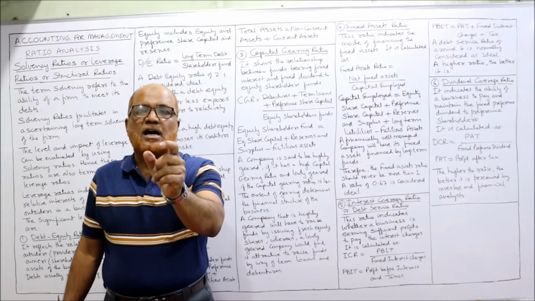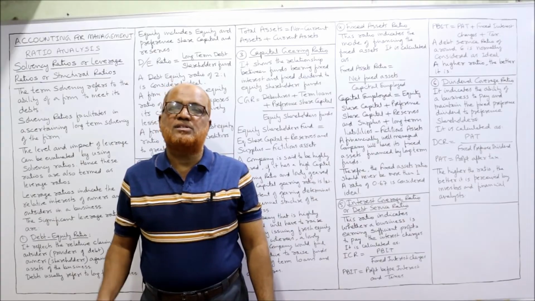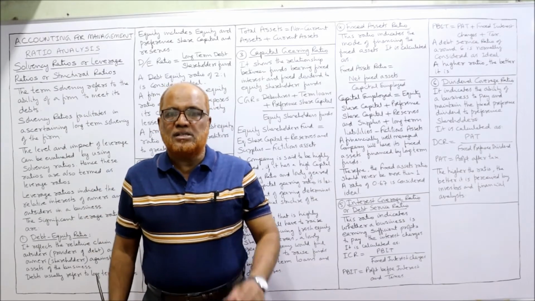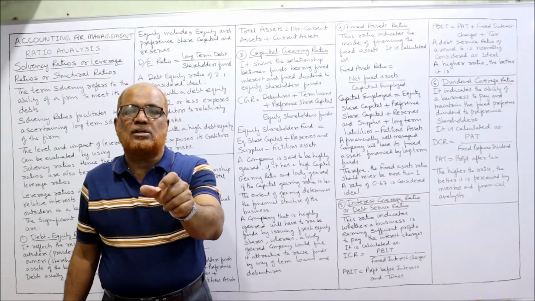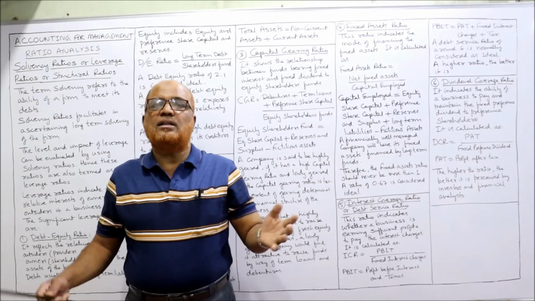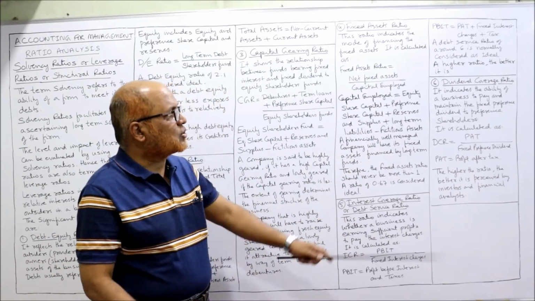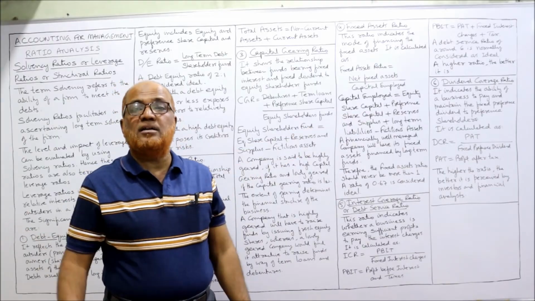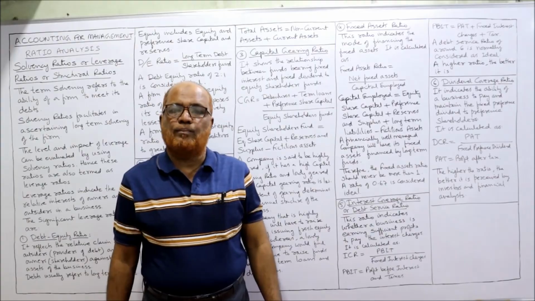Suppose the interest charges are 10,000, then the profit should be 60,000 or more. Then only the company is considered as good, having good interest coverage ratio. A higher ratio, better it is. Next, last one is dividend coverage ratio.